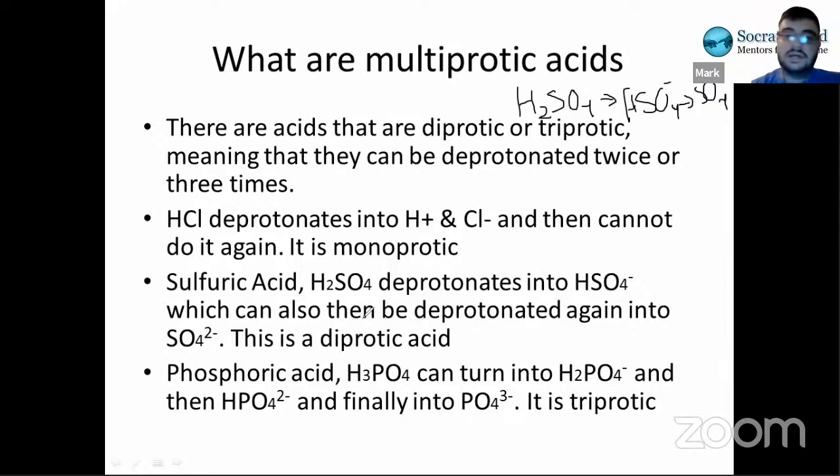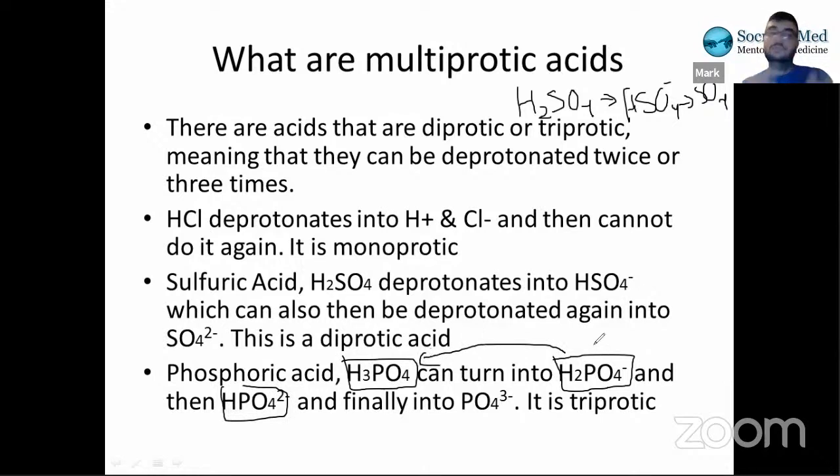As for acids and bases, H3PO4 is only an acid. H2PO4 minus is both an acid and a base, right? It can act as an acid and turn into HPO4 2 minus, or it can act as a base and turn back into H3PO4. So it can go both ways. HPO4 2 minus is also an acid and a base. It can go back to H2PO4 minus, or act as an acid and become PO4 3 minus. And PO4 3 minus is only a base. It can't get more deprotonated, so it can only act as a base and go backwards.